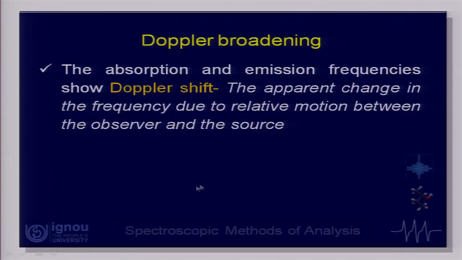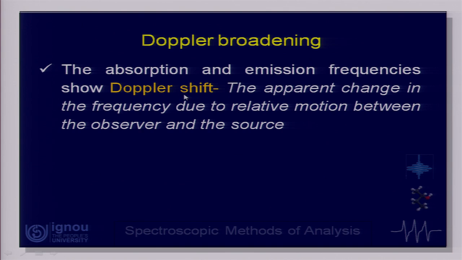As a consequence, suppose a radiation, say a photon, is coming with energy equal to 100 units again, and this molecule is moving away from it at a very high velocity. The frequency or the energy of this photon as perceived by the molecule will be different from what it actually is. On the other hand, if the molecule is approaching this photon at a very high velocity, it will perceive the frequency to be different as well. So essentially, the Doppler effect we can express in terms of the following expression, that is, the absorption and emission frequencies show a Doppler shift.